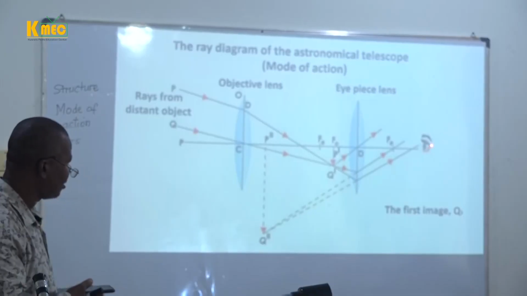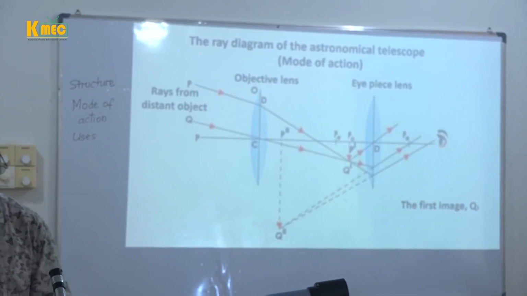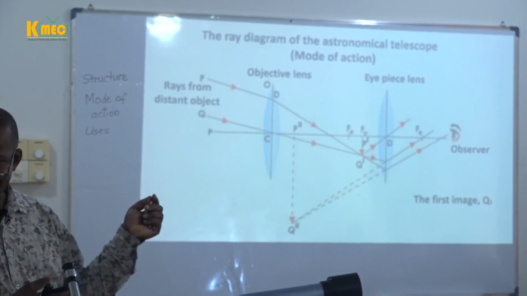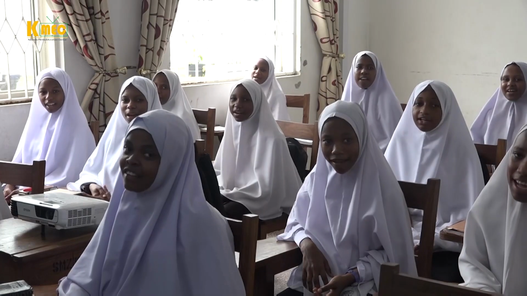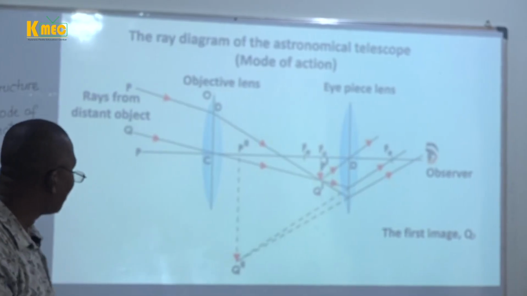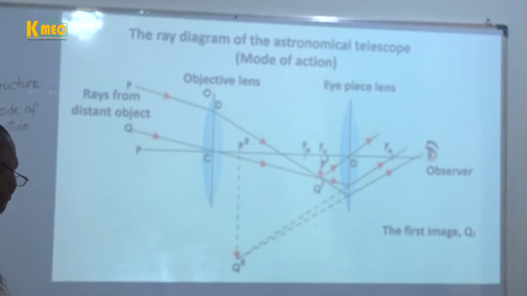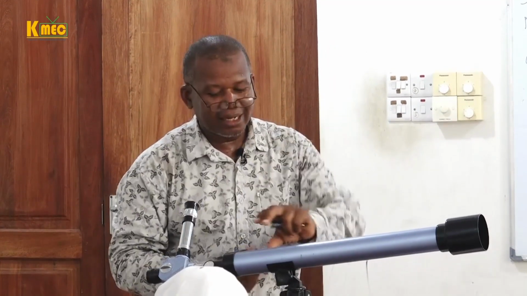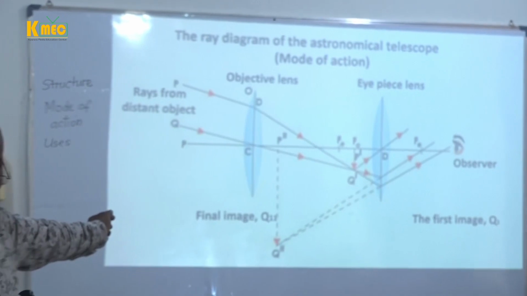Then here, what is this? Eye. The eye is found in a human being, right? So that human being we can call an observer. All of you say observer. Observer. Okay, so the observer is going to view through the eyepiece lens here. Then inside our instrument we can observe the final image.